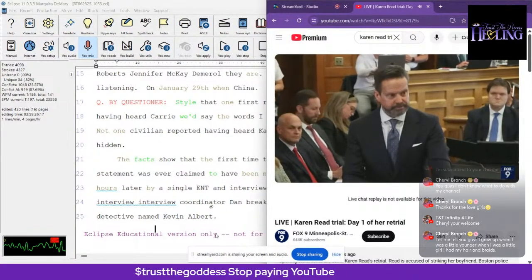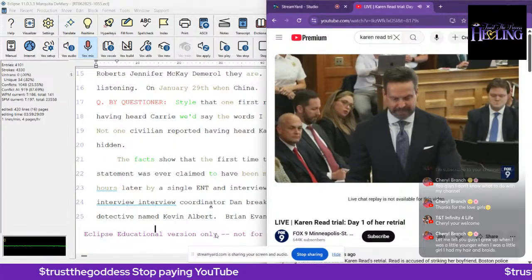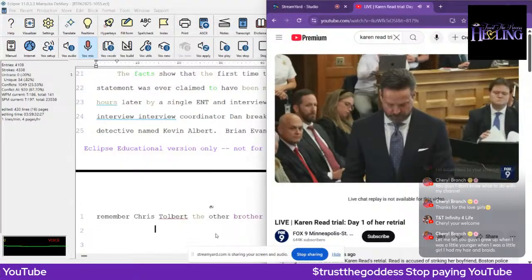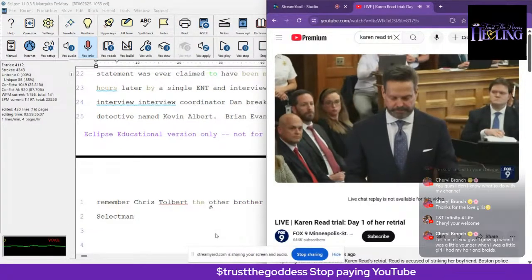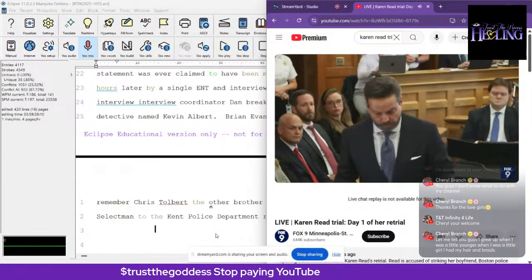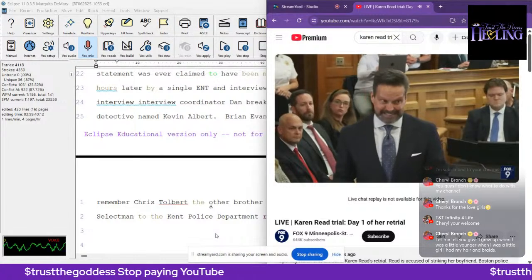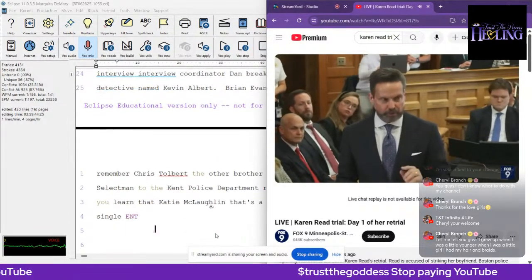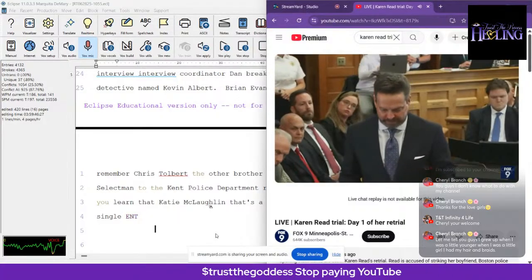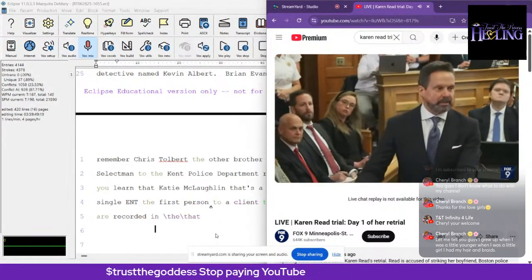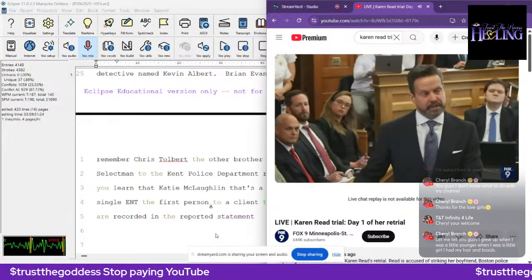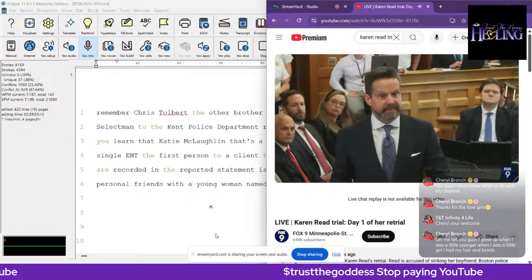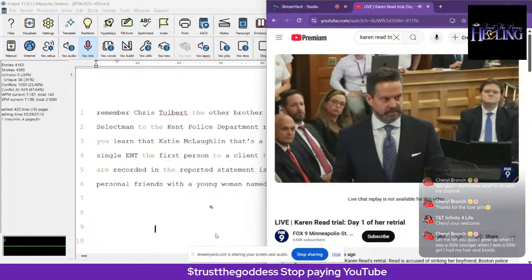Brian Albert's brother. And remember, Chris Albert, the other brother, is a board selectman to whom the Canton Police Department reports. And what's more, you'll learn that Katie McLaughlin, that's the EMT, that's the single EMT, the first person to have claimed to have heard this unrecorded and unreported statement, is years long close personal friends with a young woman named Caitlin Albert. You heard that right.